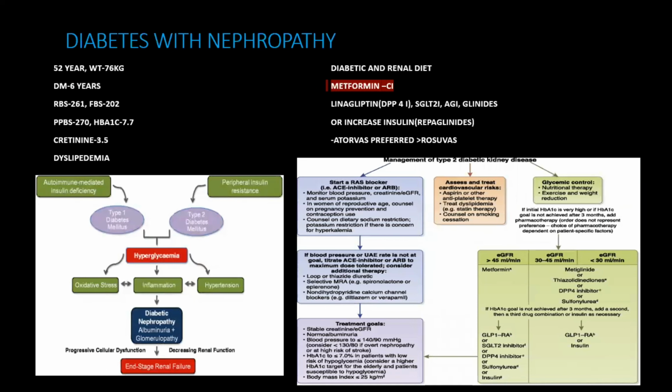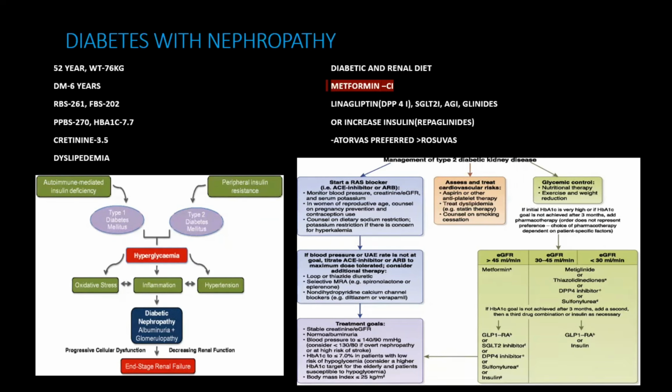And next is diabetes with nephropathy. A 52-year-old male with weight 76, diabetes for 6 years, RBS 261 and FBS 202, PPBS 270, HbA1c 7.7, but creatinine is 3.5 with dyslipidemia. We should advise, apart from diet and lifestyle, diabetic and renal diet. Metformin is absolutely contraindicated because creatinine is 3.5, and we can give linagliptin, a DPP4 inhibitor, or SGLT2 inhibitors, alpha glucosidase inhibitors, and glinides, repaglinide and nateglinide, or increase the insulin.